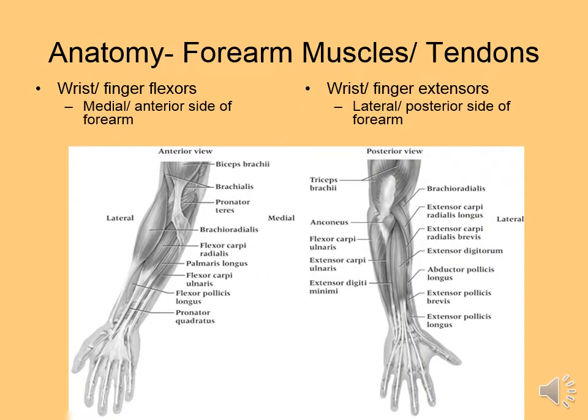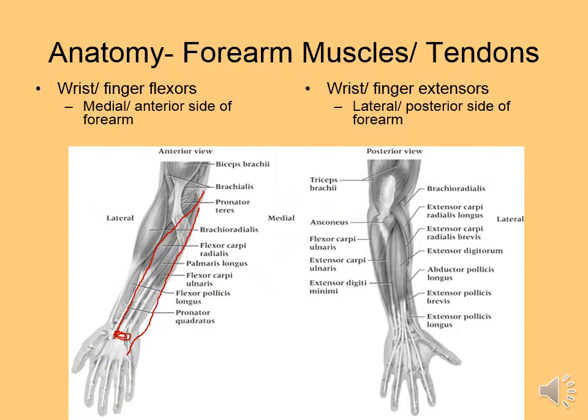As far as your wrist and finger flexors, these all originate on the medial side of the arm at the medial epicondyle, and they follow a path along the medial anterior side of the forearm when we're in anatomical position. So from an anterior view, these muscles are going to run this way down the arm here. The wrist flexors are going to stop at the carpals at the wrist, and the finger flexors are going to continue down to the fingers.